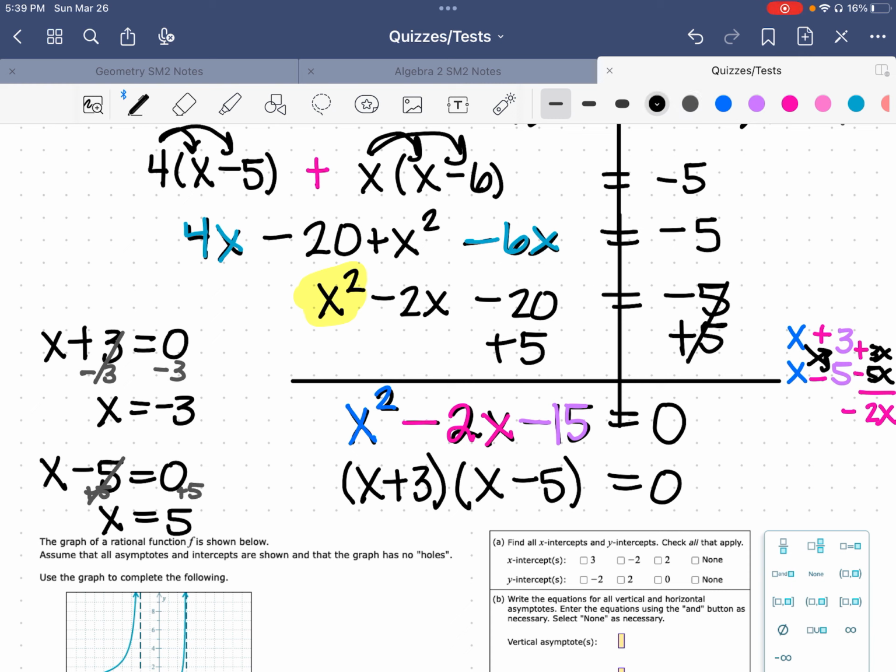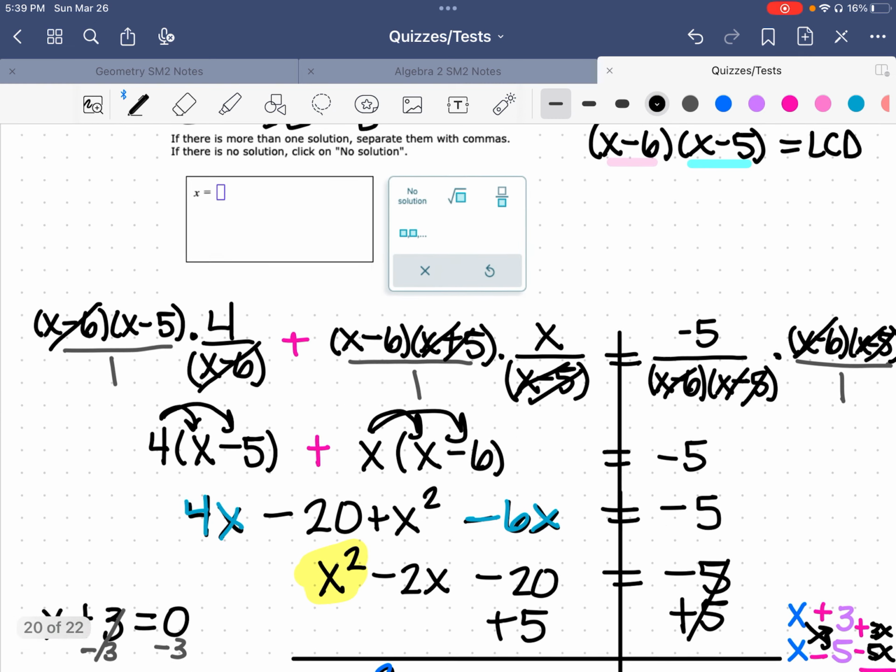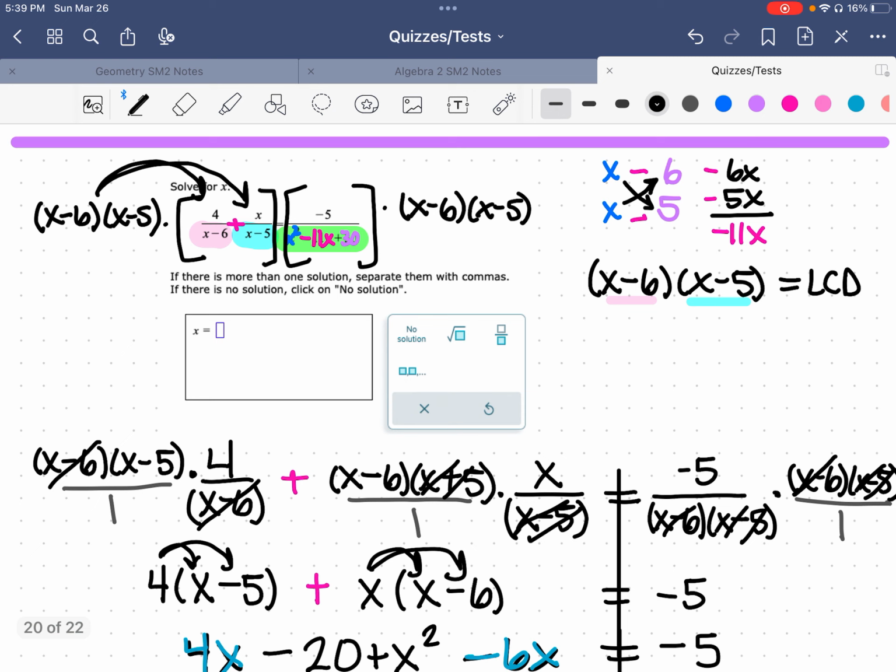All right, so I have the two answers. However, I can have extraneous solutions. Remember, not both of them have to be answers. So I need to go back up to my original and I need to look at my two denominators. So let's go ahead and look at my denominators. Now, I did have three denominators. I kind of lied there. But the only two that I have to look at are the pink and the blue.